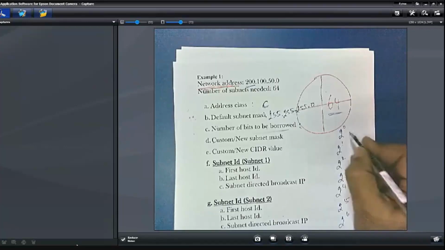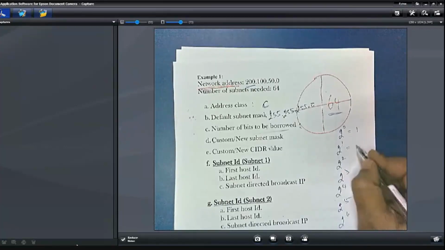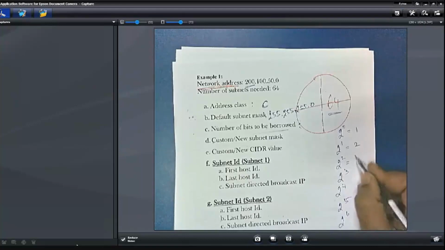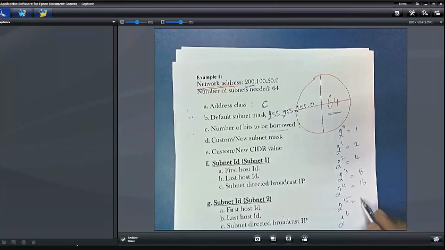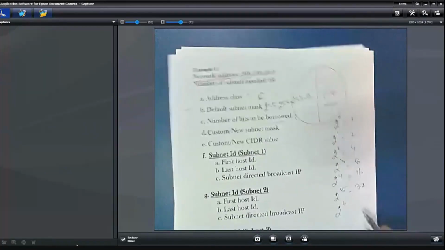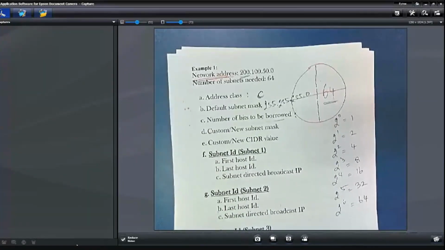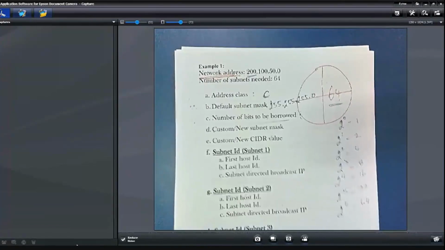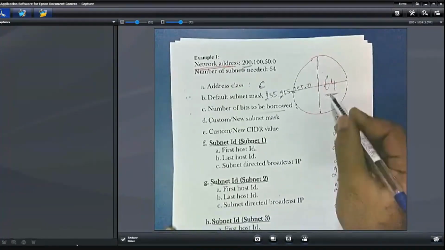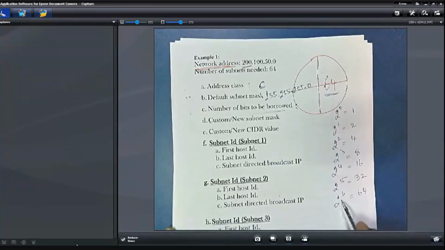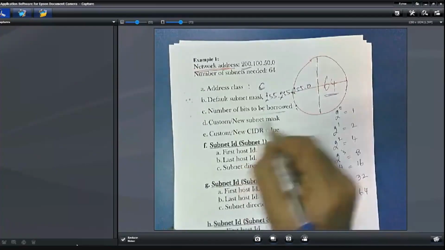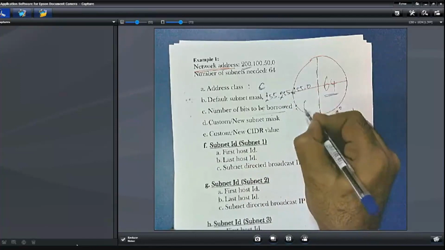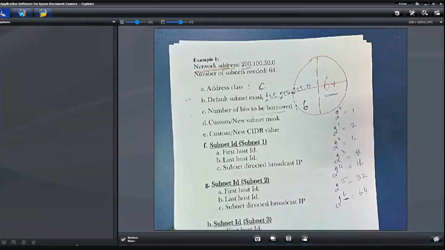2 to the power of 0 is 1, 2 to the power of 1 is 2, 2 to the power of 2 is 4, then 8, 16, 32, and this is going to be 64. So if you have 64 subnets, it means you have to borrow 6 bits. So the number of bits to be borrowed is 6.